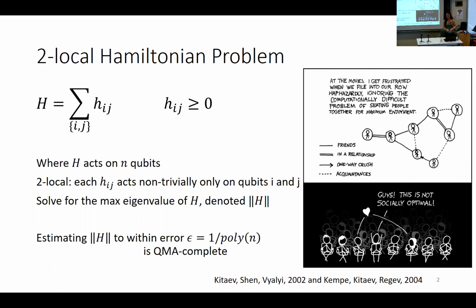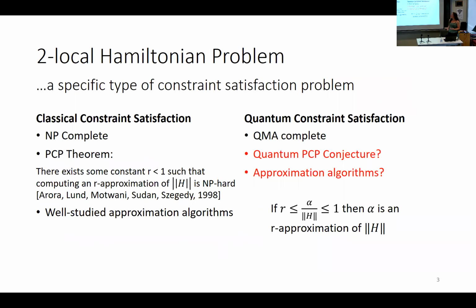Okay, so in the bigger picture of quantum information theory, where does this fit in? Well, it's a type of constraint satisfaction problem. When we're talking about classical computation, constraint satisfaction problems are well understood. We know that they're NP complete, meaning again, we don't expect to be able to solve them efficiently in polynomial time. And we have what's called the PCP theorem, probabilistically checkable proofs, which says that it's even hard to approximate them for some approximation ratio. And then we have well-studied approximation algorithms to see how close we can get anyways.